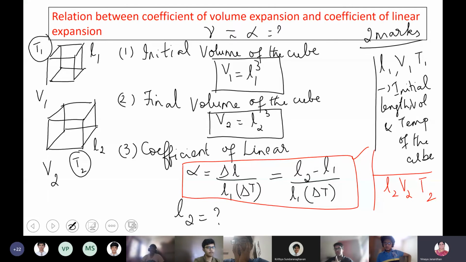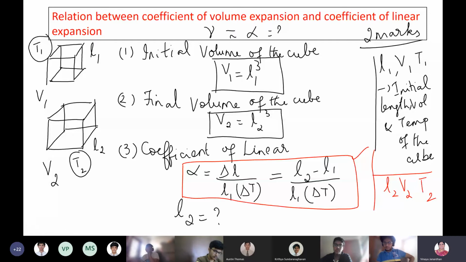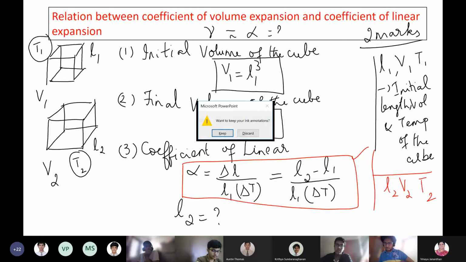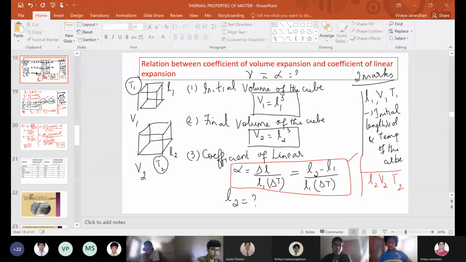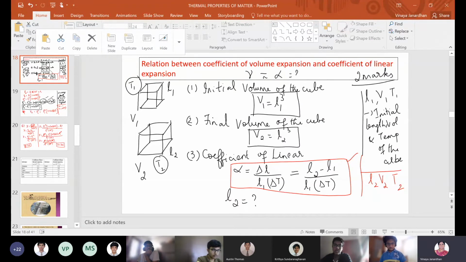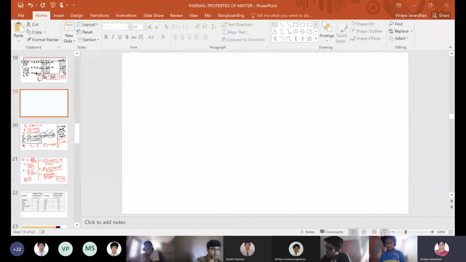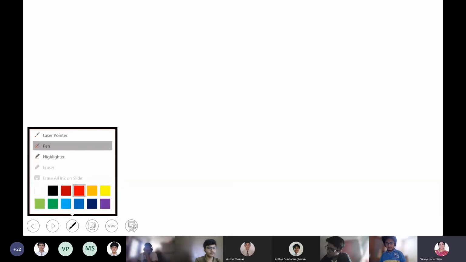Right, boys. Relation between coefficient of volume expansion and linear expansion. Important 2-mark question, boys. They're asking you to get the relation between gamma and alpha. Ma'am, volume expansion, is that the same as cubical expansion? Yes, same. I'll go for the new slide. So this relation is important.